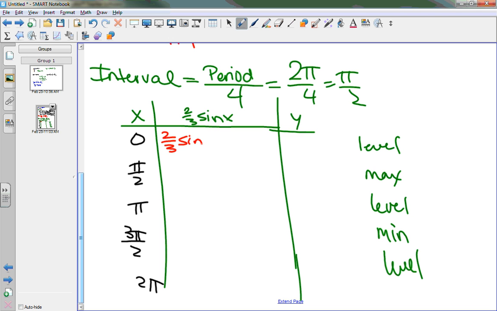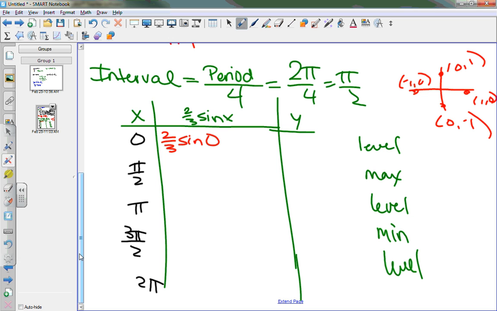2/3 times the sine of 0. Well, what is the sine of 0? Where are we coming from here, folks? Which of those coordinates do I want? Do I want the x coordinates or the y coordinates? I want the y coordinates. So I'm looking at all of these. Why am I looking at those? Because I'm graphing 2/3 sine of x. Do we all understand that, yes or no?